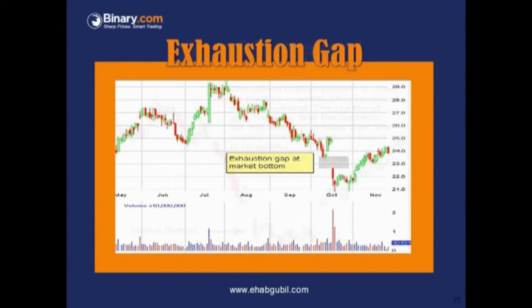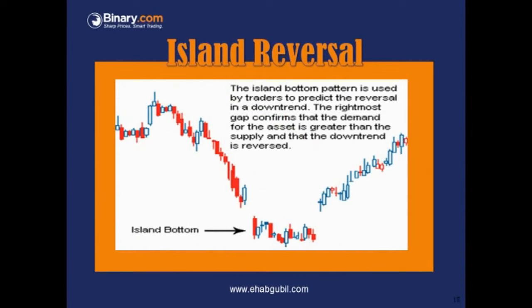Because the exhaustion gap signals a trend reversal, the gap is expected to fill. After the exhaustion gap, the price will often move sideways before moving against the previous trend. Once the price fills the gap, the pattern is considered to be complete and signals that the trend will reverse.